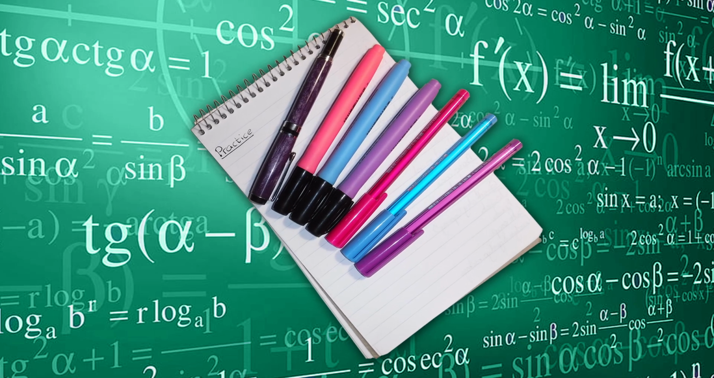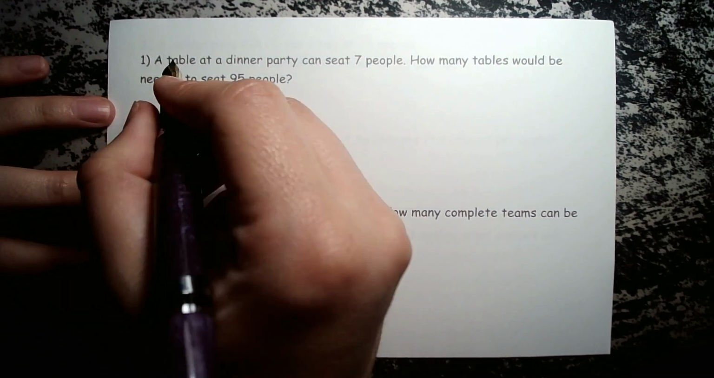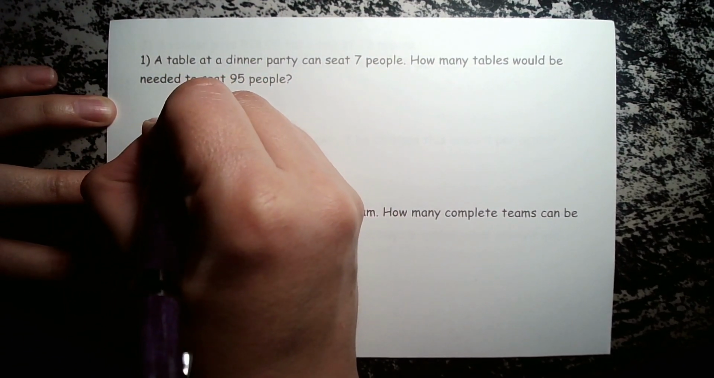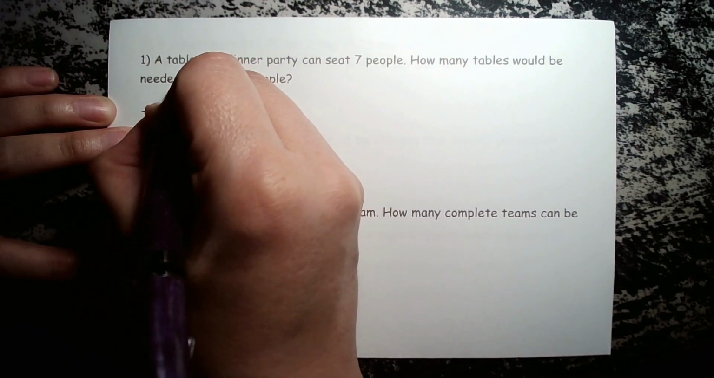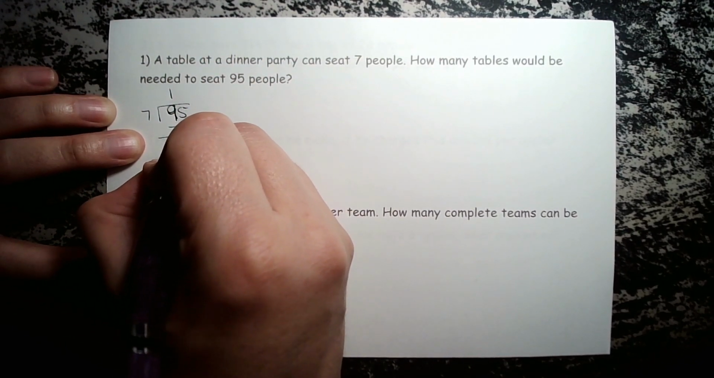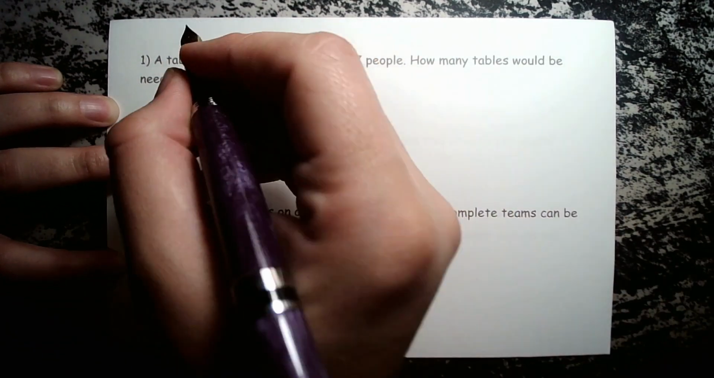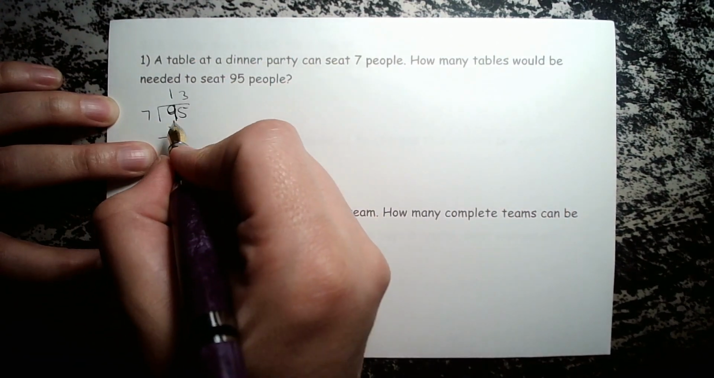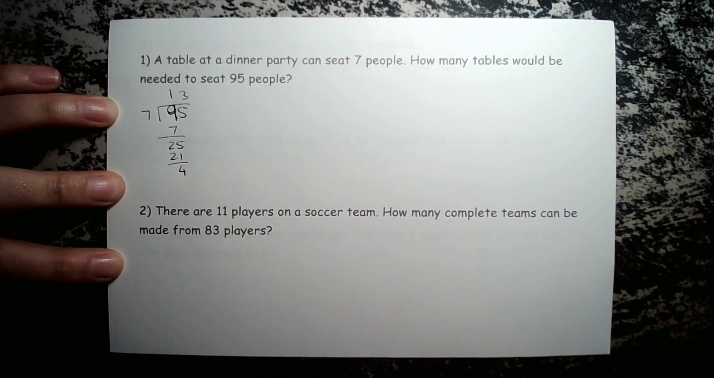Let's look at a few of these examples. A table at a dinner party can seat 7 people. How many tables would be needed to seat 95 people? So what we would do is take the 95 and divide that by 7. 7 into 9 once leaves us with 2. Pull down the 5. 7 into 25 gives us 3. 3 times 7, 21. We are left with 4 people who need a table.